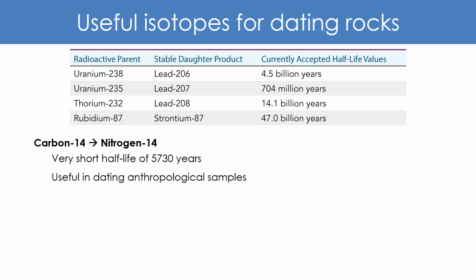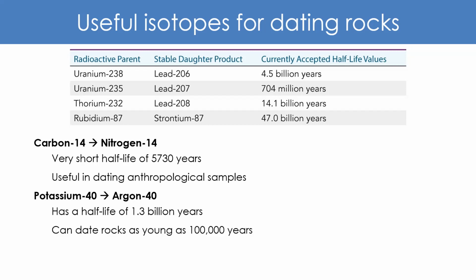5,730 years. Because it's so short compared to geologic time, we can use this in dating bones from fossils, from even people, because people have been around for a few thousand years. We're able to see when or how long ago these people died or were at least buried. So potassium and argon has a half-life of 1.3 billion. That's useful for dating a little bit older rocks. So that's pretty helpful for us as well.